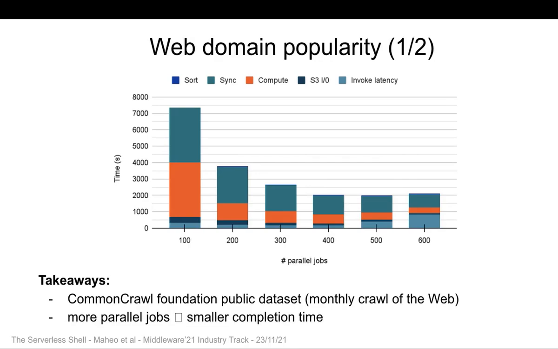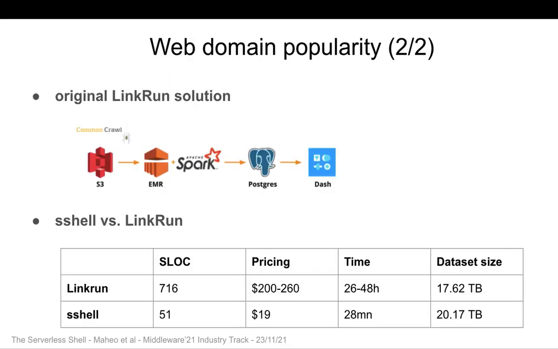We consider the sorting. So we can see that as we increase the number of parallel jobs, we are able to minimize the execution time, even if the invoke latency increases. So we compared the serverless version for this given problem. We compare our serverless version, serverless S shell, with Lithops, which is a cluster-based solution.